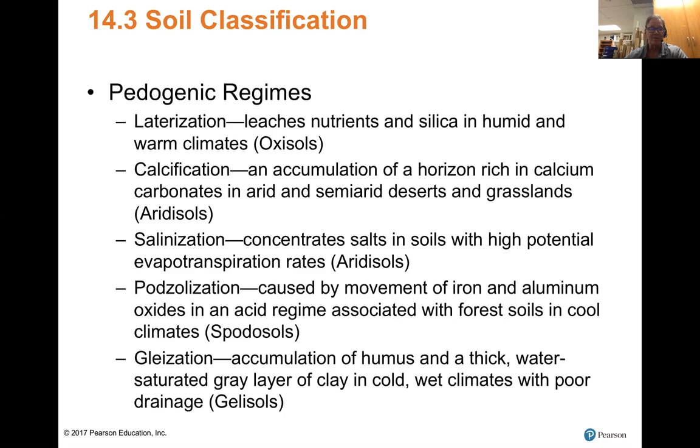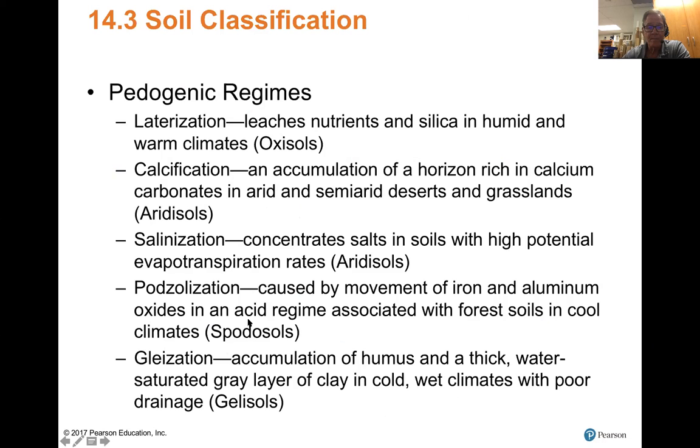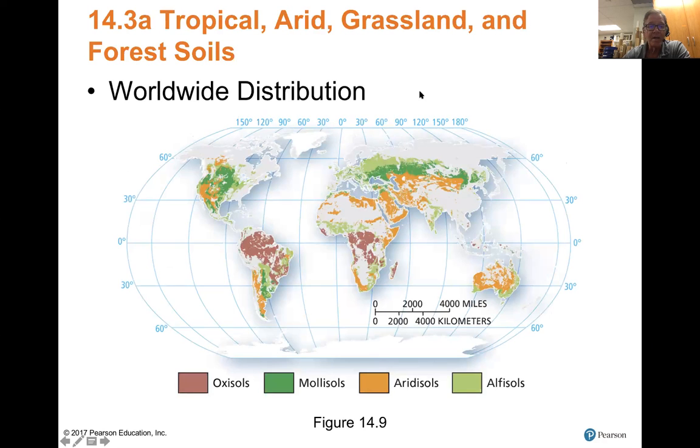Gleization, which is where you have humus, like water saturated soil horizons, and you'll find that in cold, wet climates. The Oxisols again in the tropics, because again, you have humid and warm climates that leach out the nutrients.